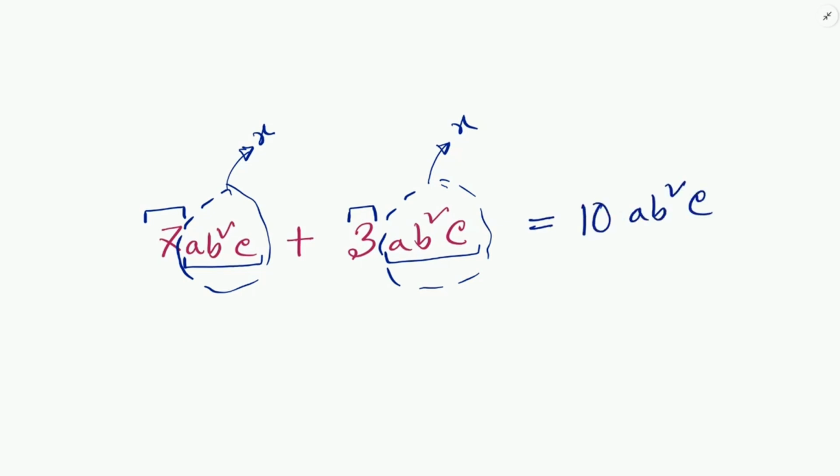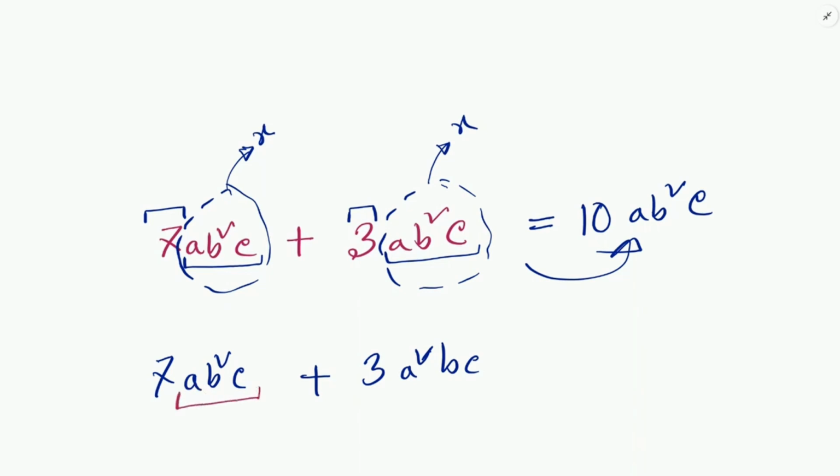Remember, if monomials are similar, except for the numeric term, if the lettering terms are the same, in that case you will always get a monomial. But if they are not the same, let's say 7ab squared c plus 3a squared bc, we can see here that the lettering terms ab squared c and a squared bc are not the same, so we can't sum them.